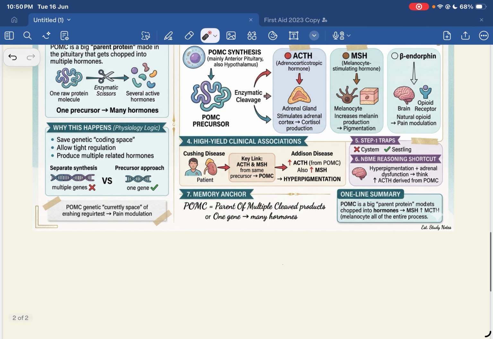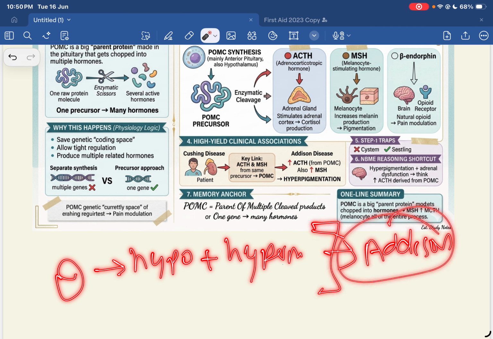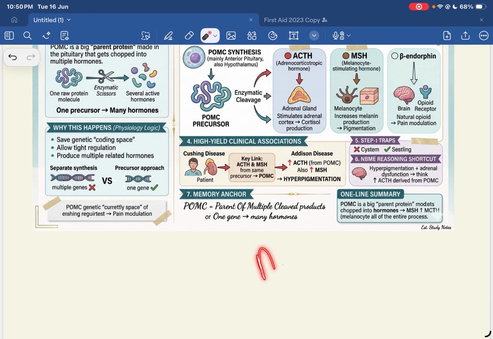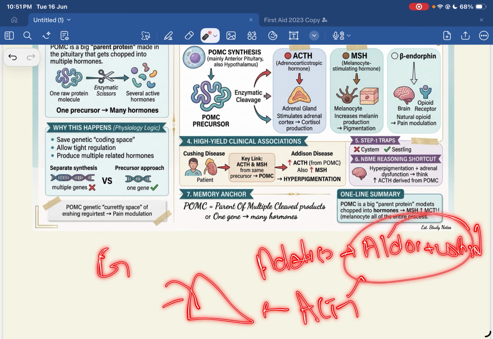Now, there's one condition which you need to think of for the NBME questions or the UWorld questions: if the vignette says hypotension alongside hyperpigmentation, this basically is reflecting Addison's disease. Why? Because in Addison's disease, the aldosterone level alongside the cortisol level decreases, which means that we need more ACTH to stimulate the adrenal gland to produce glucocorticoids alongside mineralocorticoids, right?